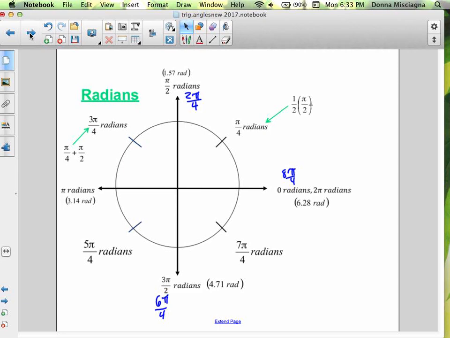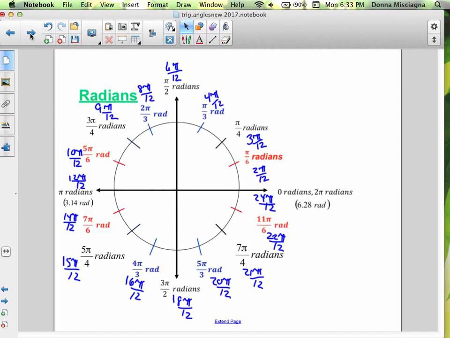Let's add in some more important measures. The thirds, and we'll add the sixths. So we've added the thirds and the sixths here. On either side of pi fourths, we have pi sixths and pi thirds.